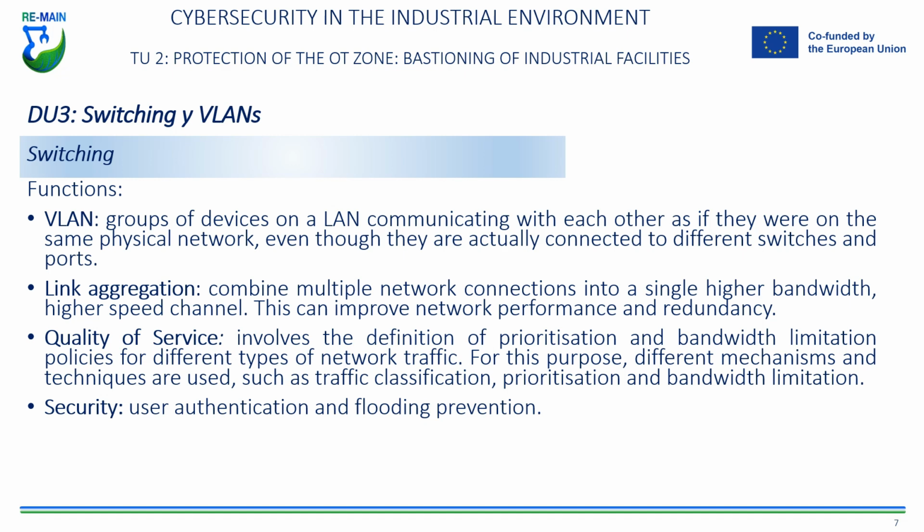Some industrial network protocols, such as PROFINET or EtherNet/IP, include built-in QoS mechanisms to prioritize critical data traffic and ensure real-time transmission of data. Security in switching includes features such as user authentication and flood prevention, which helps protect the network against malicious attacks and ensure the integrity and privacy of transmitted data.